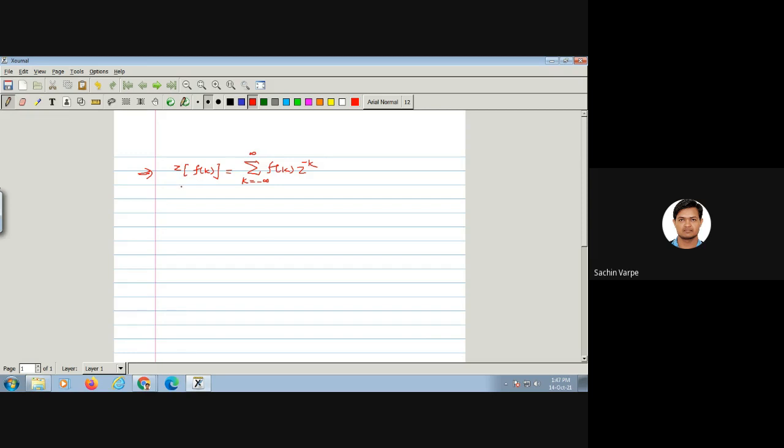Now with this definition, this z transform will exist only in the given region of convergence. That is very important. ROC is very important, in which the F of z will exist. So let us now extend the notion of z transform to its inverse, that is, the inverse z transform.